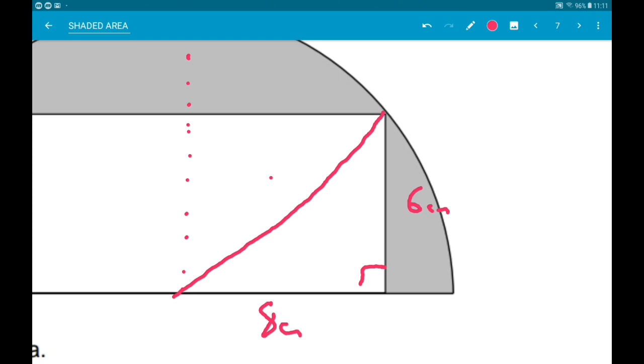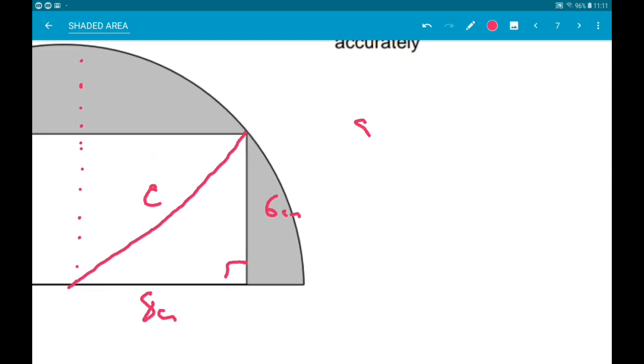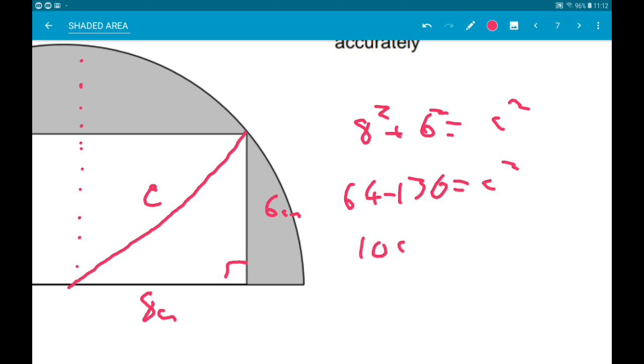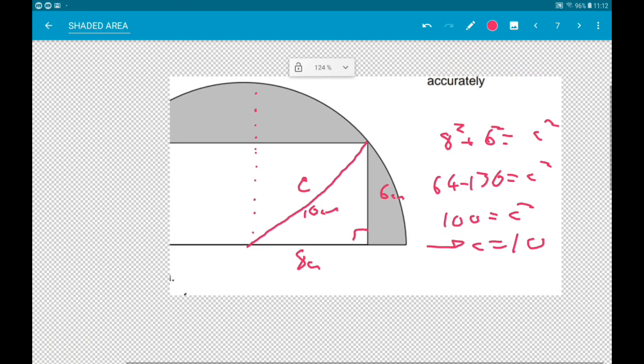So if we call this guy C, by Pythagoras, 8 squared add 6 squared is equal to C squared. So 64 and 36 is C squared, 100 is C squared, therefore C is 10. So the radius is 10 centimeters. So now we can work out the area of the semicircle.